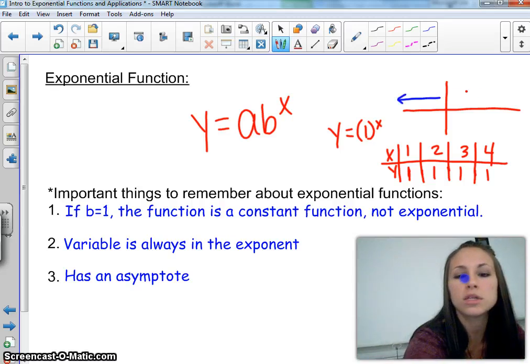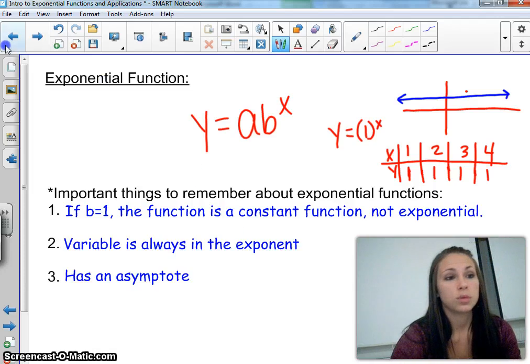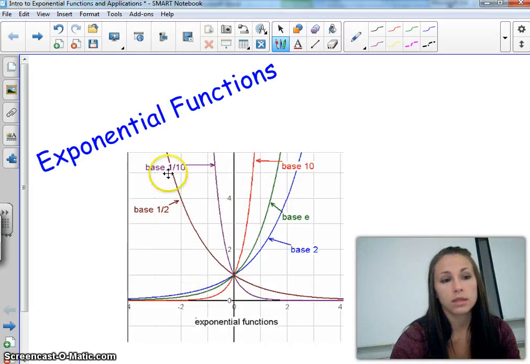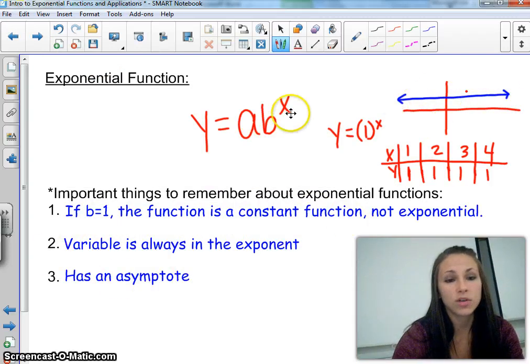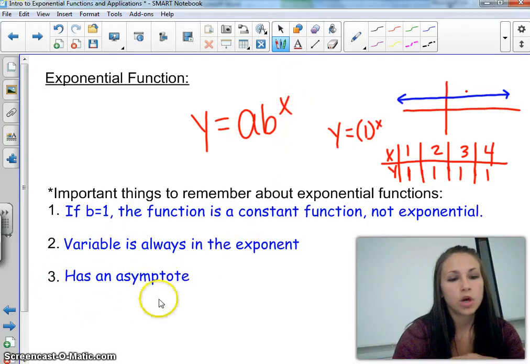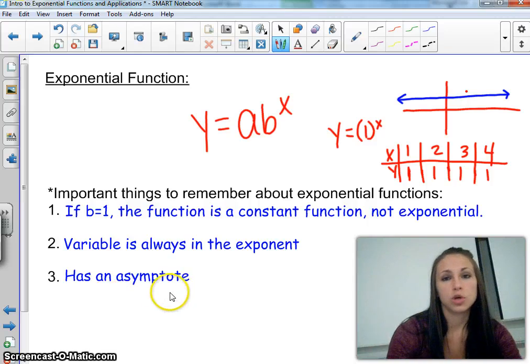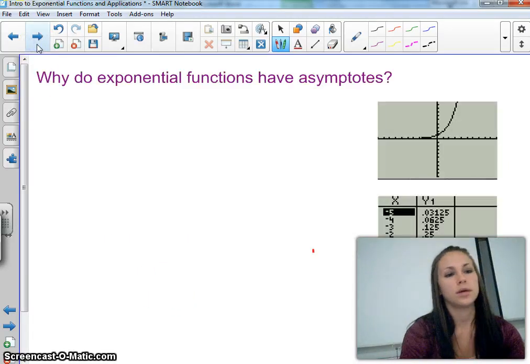So that would give us a graph of a function like that, which is obviously not exponential, because our exponential models look like this. So base cannot be 1 in an exponential model because we get a constant function if it is. Second thing is what I've already said, the variable is always going to be in the exponent. That's what sets it apart and makes it exponential. And then the third thing you need to know about an exponential function is that it has an asymptote. And I want you to understand why it has an asymptote. So let's look at this next slide.